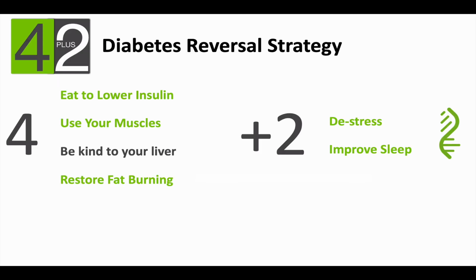So that's the fourth session, being kind to your liver and how that affects insulin resistance, and how having a strategy here helps us in our overall diabetes reversal strategy.